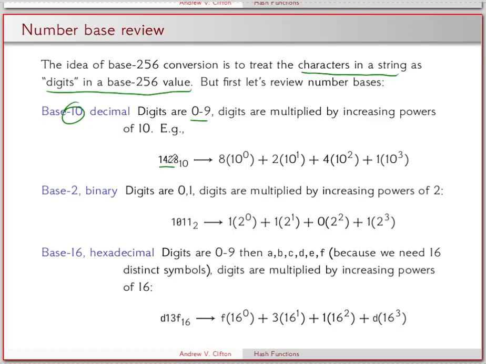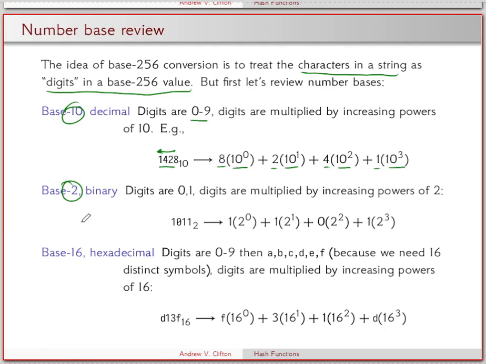So if you take 1,428 and ask what's the value of that, you work from right to left. You multiply 8 by 10 to the 0. You multiply 2 by 10 to the 1. You multiply 4 by 10 squared and 1 by 10 cubed. So working right to left, increasing powers of 10.